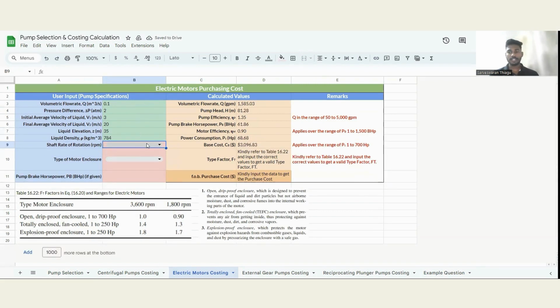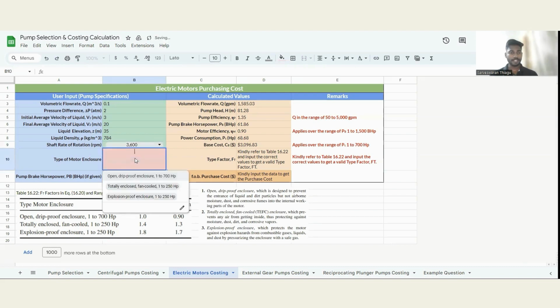And we choose 3,600 RPM here because the pump that we have selected is actually a smaller pump, and in pump applications, lower speed motors, which is the 1,800 RPM, are often preferred for larger pumps which require higher torque and slower operating speeds, while the 3,600 RPM is typically used for smaller pumps where space is limited and higher rotational speeds are acceptable. So select 3,600 here, and we choose the explosion-proof enclosure as acetone tends to combust.